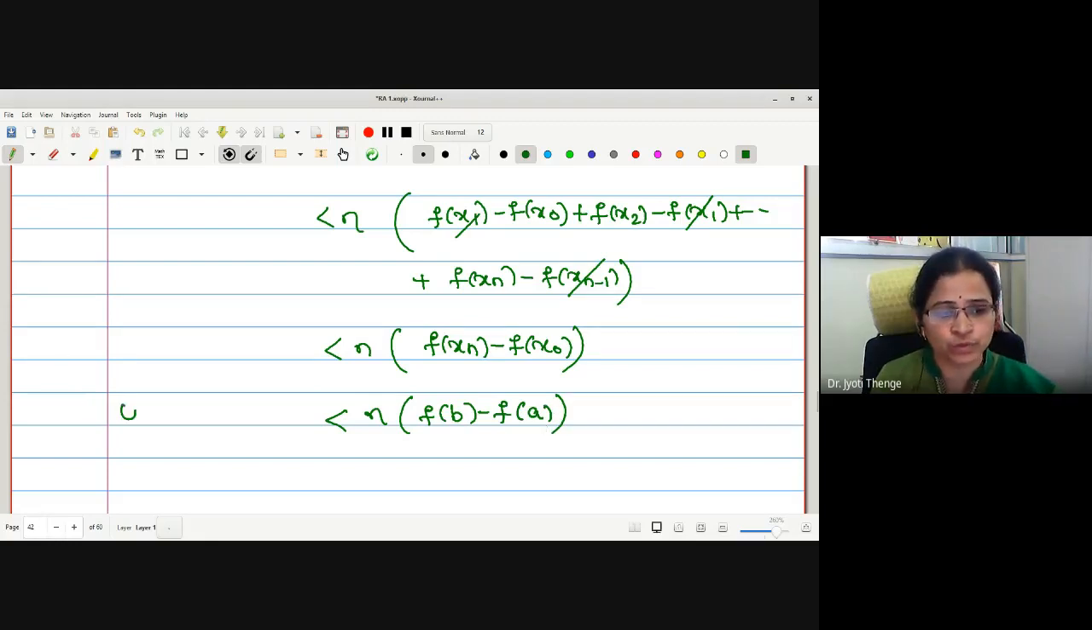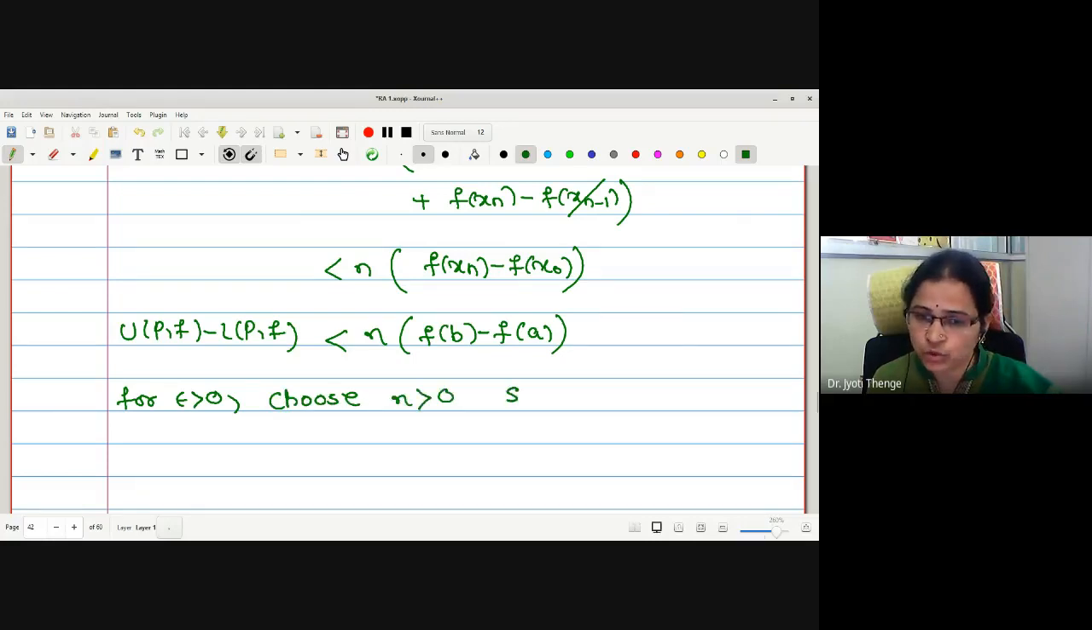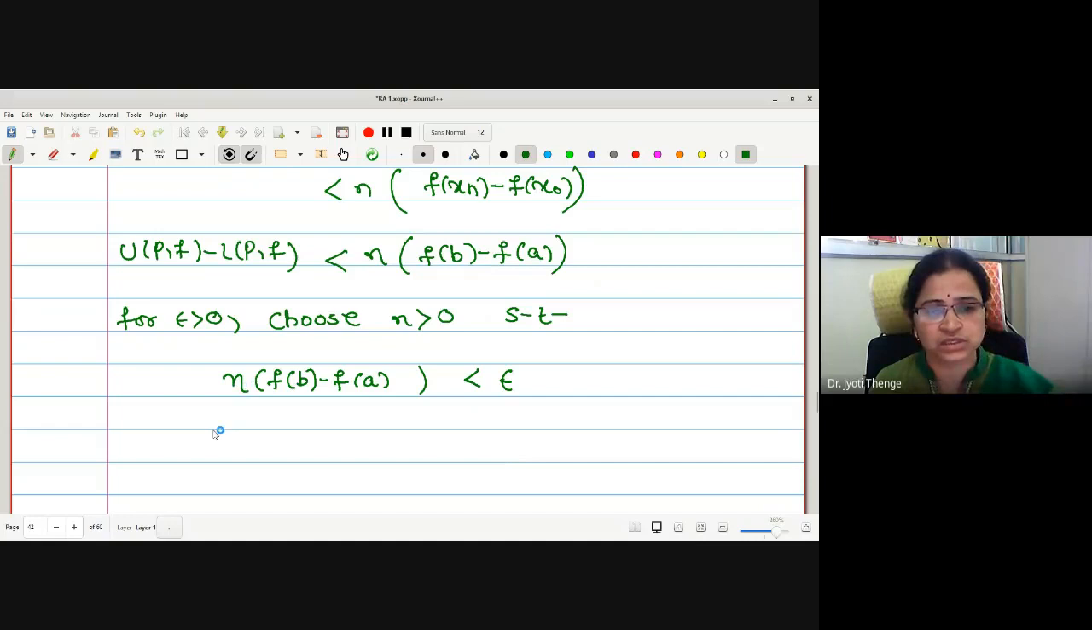But what we want to prove? UPF minus LPF is less than epsilon. Therefore, how can I choose this number eta? Now write, for epsilon greater than 0, choose eta greater than 0 such that eta into f of b minus f of a is less than epsilon. If I do this, it gives us a number eta less than epsilon upon f of b minus f of a. Correct?